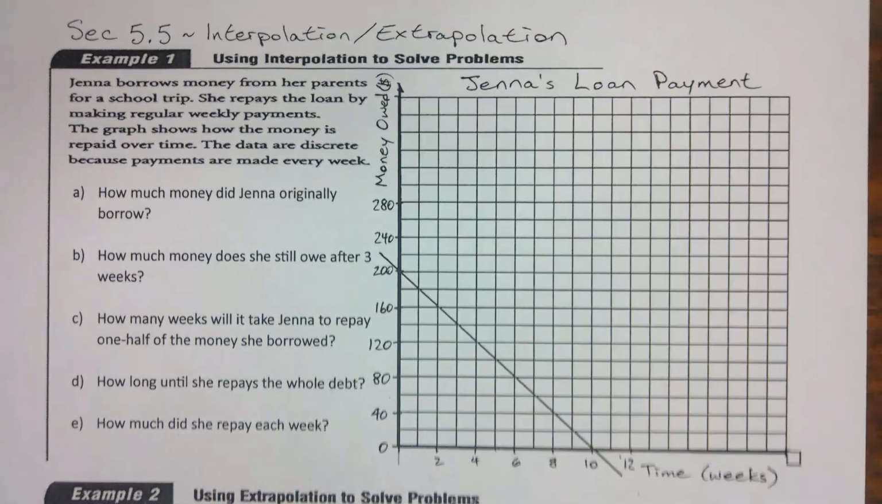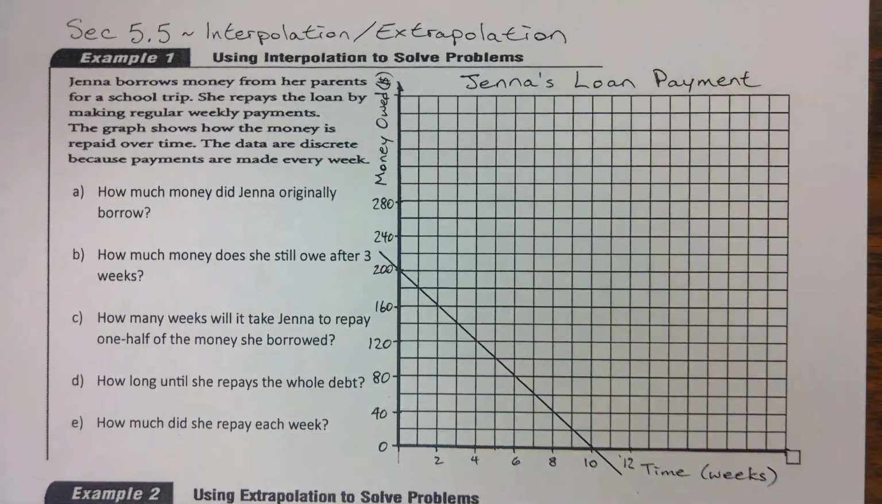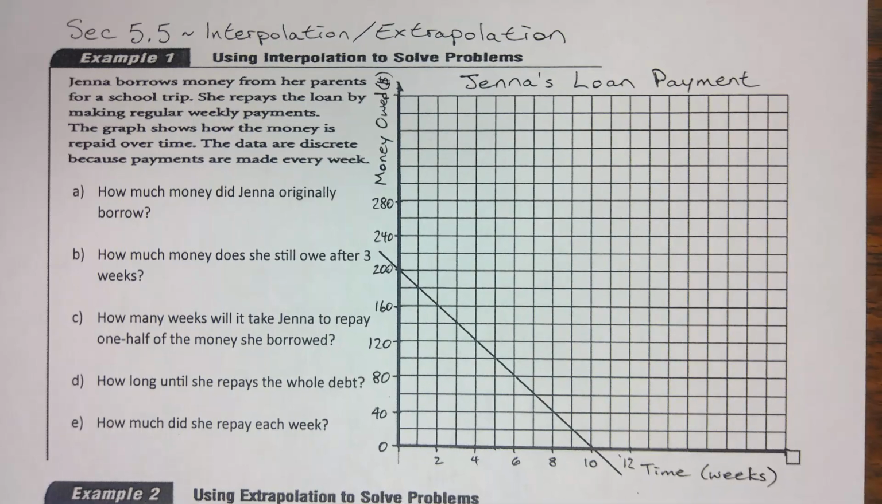So Jenna, she borrowed money from her parents for a school field trip. She repaid the loan by making regular weekly payments. The graph shows how the money is paid over time. The data is discrete because payments are made every week. What does that mean? Right. So if I'm paying every Sunday, I'm not making a payment on the Wednesday or on the Thursday, and so the data is discrete.